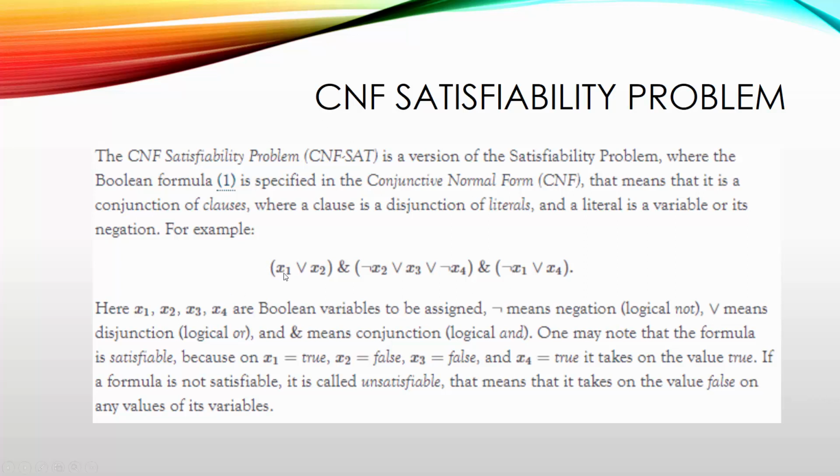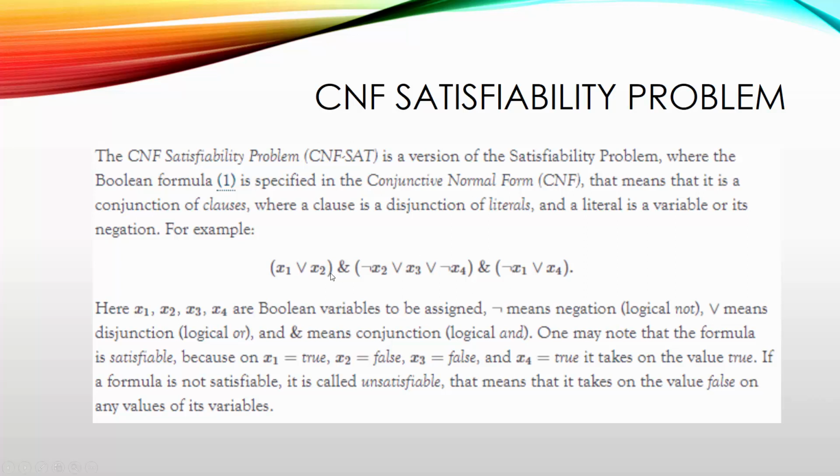So let's see what this problem means. Here in the first clause, variable number 1 can be true or variable number 2 can be true. If either of those is true, then the clause is satisfied. In clause number 2, variable 2 can be false, variable 3 can be true, or variable 4 can be false. If either of those conditions are satisfied, clause number 2 is satisfied. And in clause number 3, variable number 1 can be false or variable number 4 can be true. If either of those conditions is satisfied, then clause number 3 is satisfied.